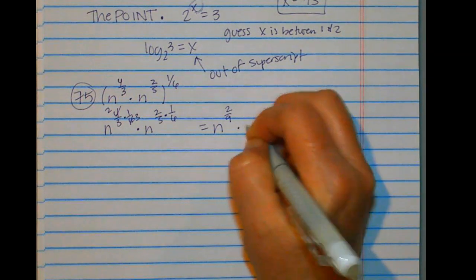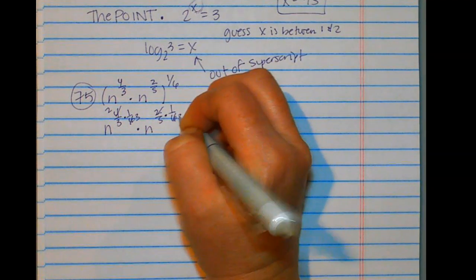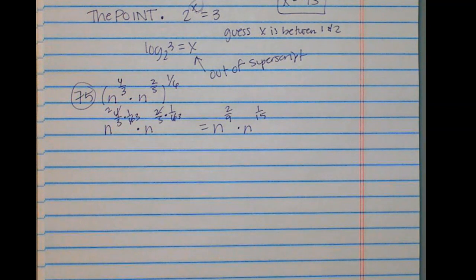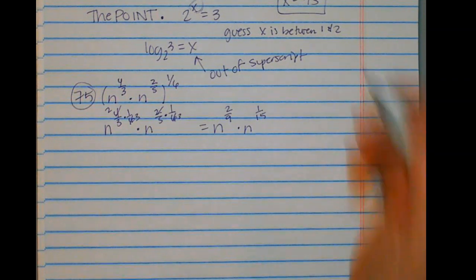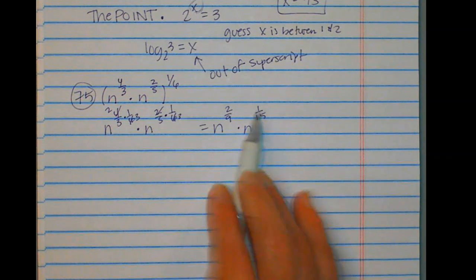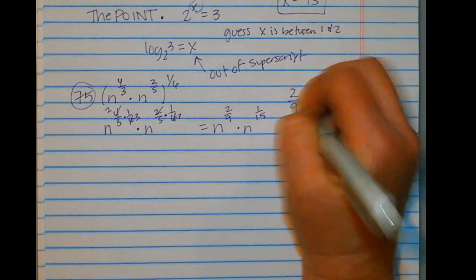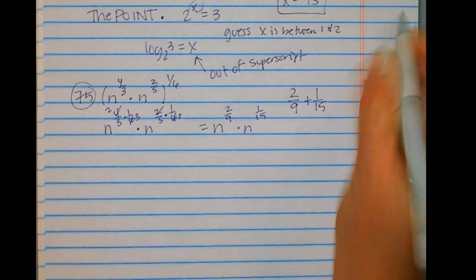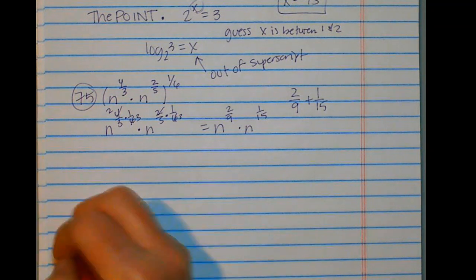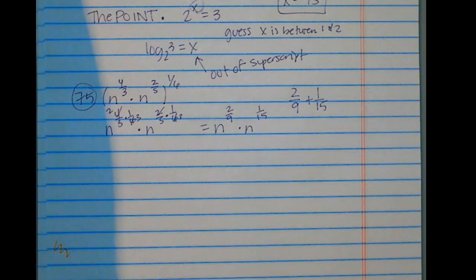And then times n to the 1/15. That's gross. I'm not sure that was the best choice, but I wouldn't have known that until we worked it out. Because now what do I have to do to add these up? We got to get a common denominator. So the rule is same base, add the exponent. So we now need to say 2/9 plus 1/15. What's my common denominator? 45. Ooh, goody. Thank you.